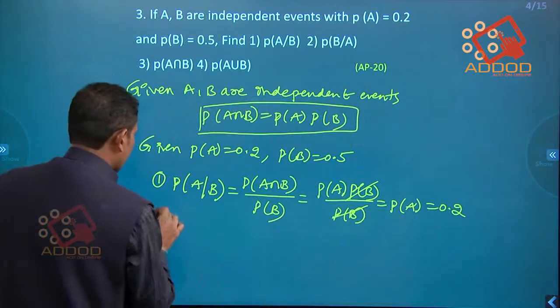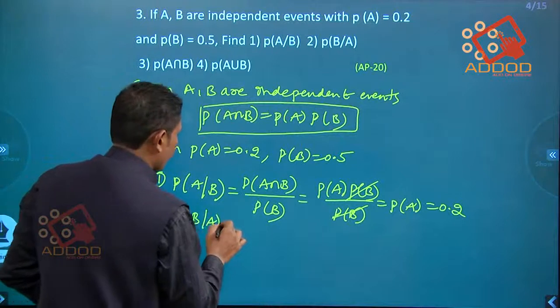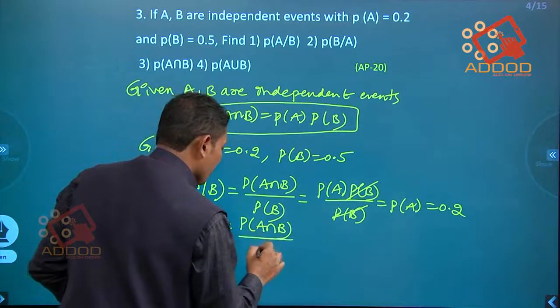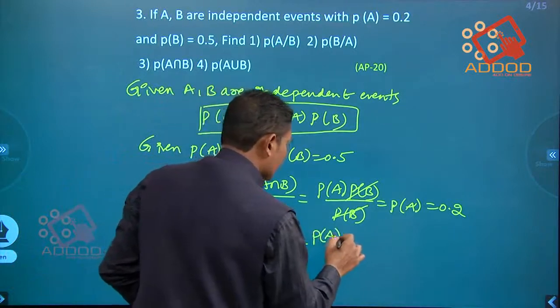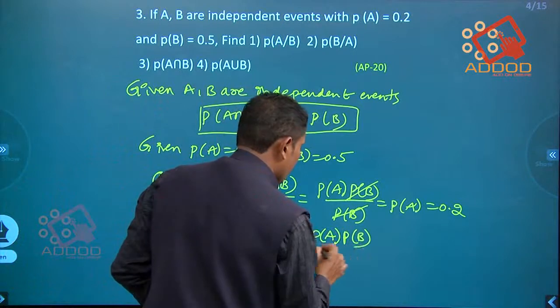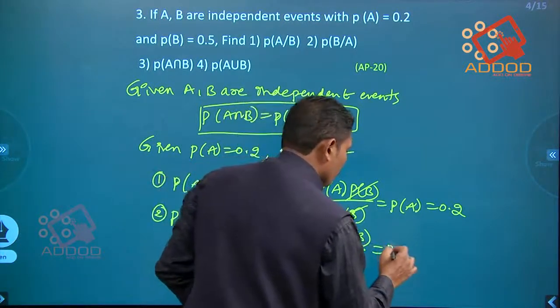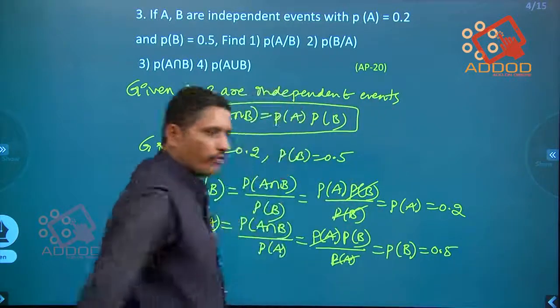Now go to the second one, P of B by A. P of B by A can be written as P of A intersection B by P of A. Now P of A intersection B can be written as P of A into P of B by P of A. Here numerator and denominator both are the same value. That should be P of B. P of B is assigned the value 0.5.